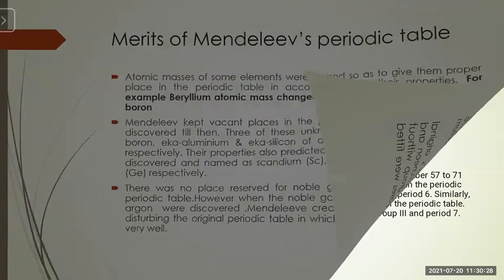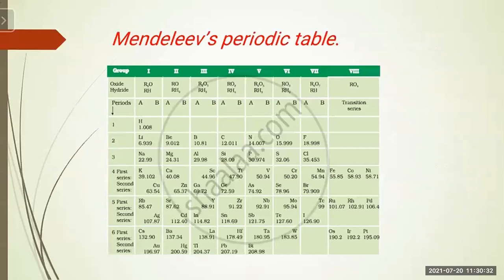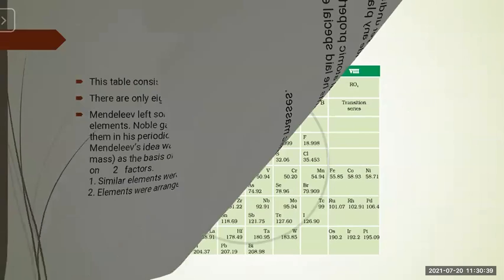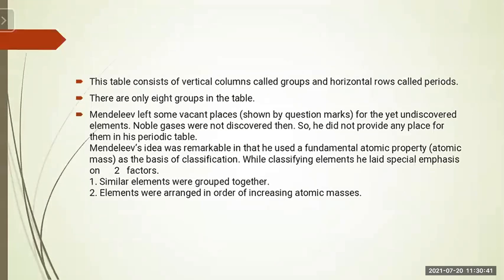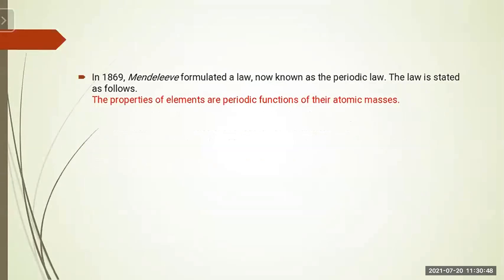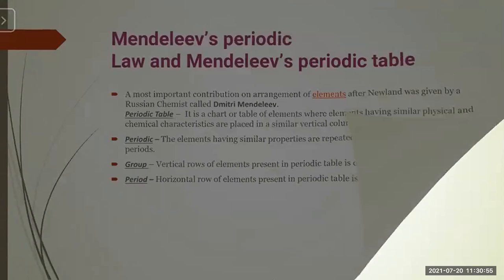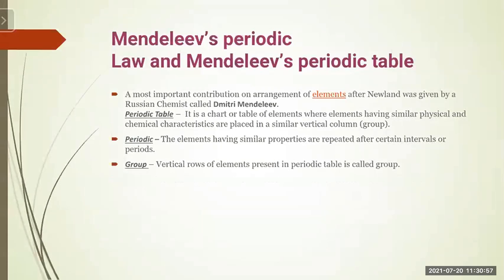So students, we have studied about Mendeleev's periodic table, how he has arranged the elements in this table. What are the merits and the demerits of Mendeleev's periodic table. Then we have studied about Newland's law of octaves, how Newland arranged the elements in the order of increasing atomic mass, and the property of the first element and the eighth element was similar.